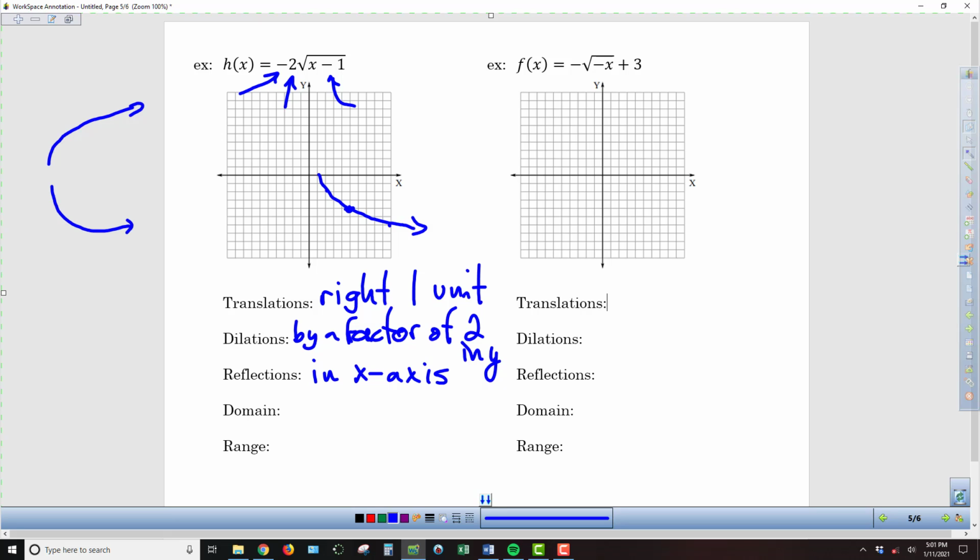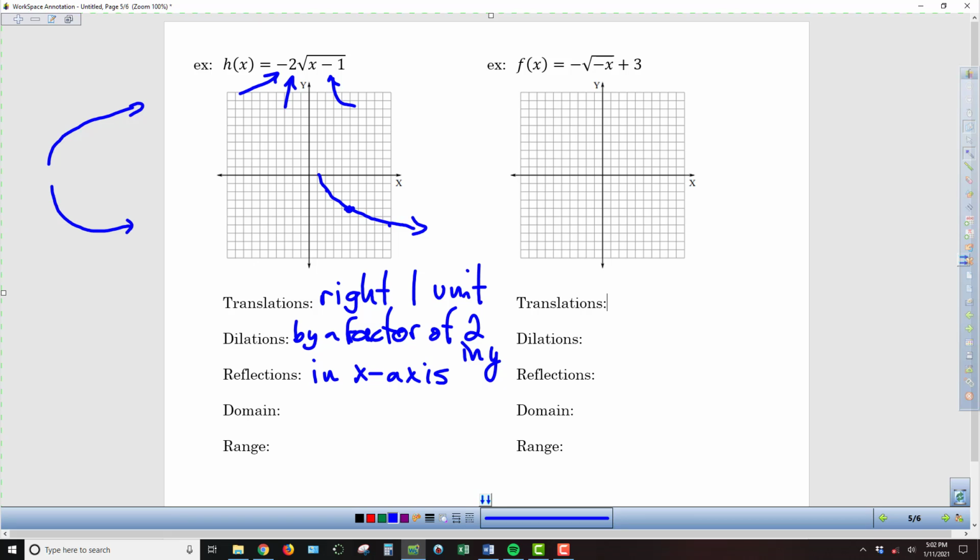So again, going down because of the negative out front instead of up, that's the reflection. Dilated by a factor of 2, so we're going down 2, going down 4, going down 6, instead of going down 1, 2, and 3 units. And then we were translated to the right 1 unit.